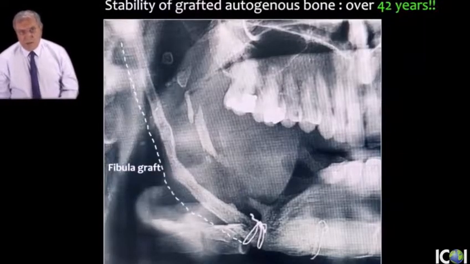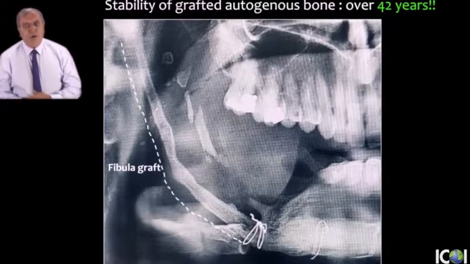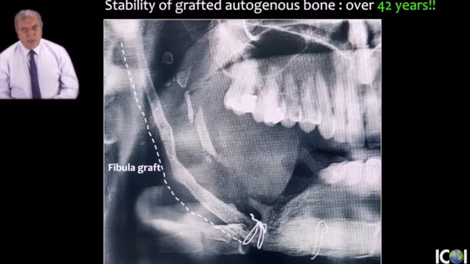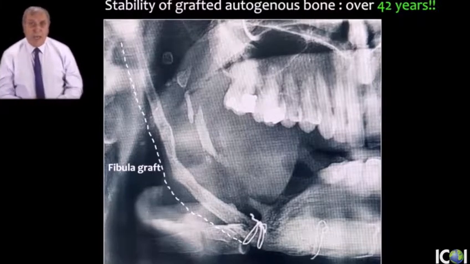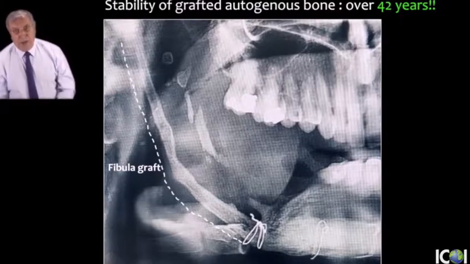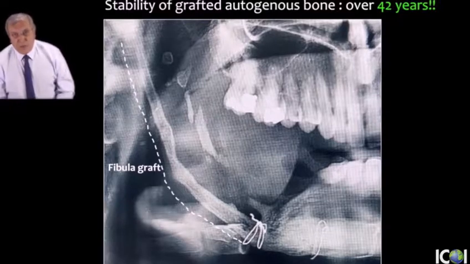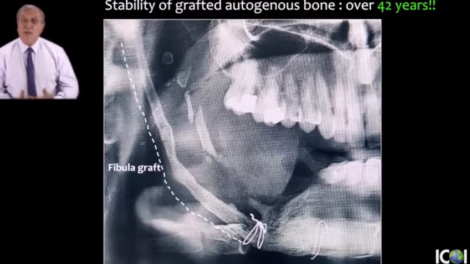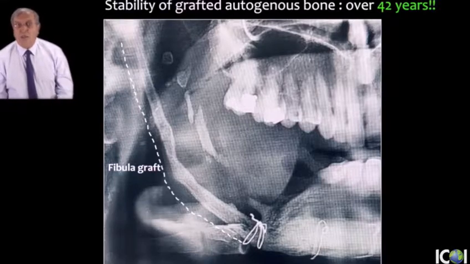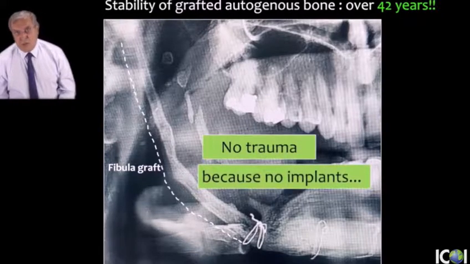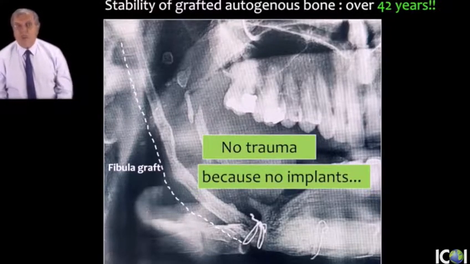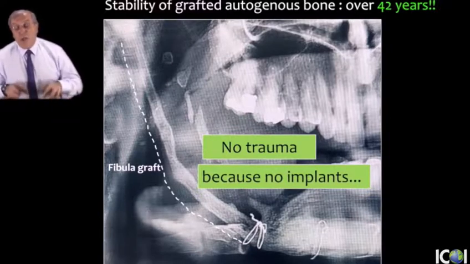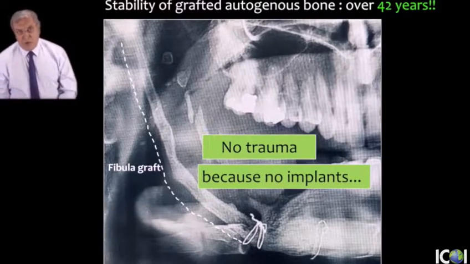Look at this case. Interesting. 42 years follow-up. 42. This lady, she was 18 years old, and she got a cancer of the mandible. They did a fibula graft. And after 42 years, the bone is still there. It's autogenous, full, but it's stable. Why? It's stable because there is no trauma, because there are no implants. And you understand that implants are dangerous in a bone graft because we usually place the implant with a high torque.